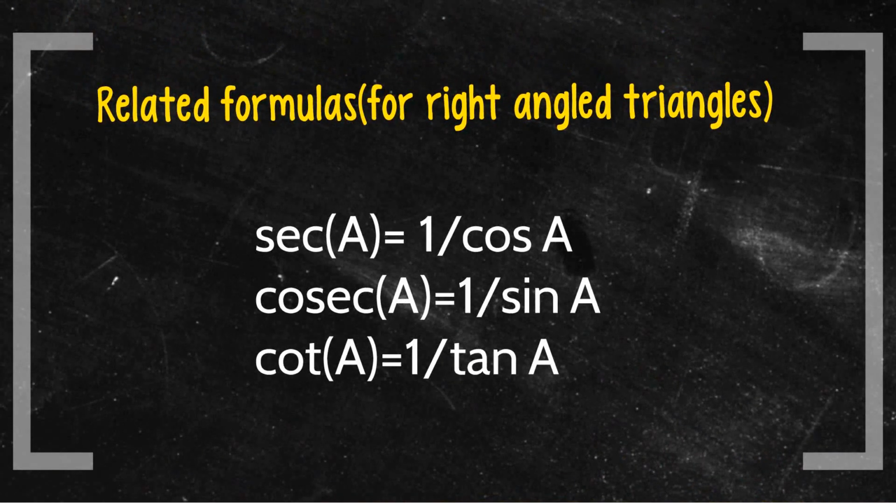And here we see more formulas for right-angled triangles. The secant of angle A would be equal to 1 divided by cosine A. The cosecant for angle A would be equal to 1 divided by sine A. And the cotangent of angle A would be equal to 1 divided by tangent A. Please note that although the notation used is 1 divided by either cosine, sine, or tangent, it doesn't mean that the secant or the cosecant or the cotangent is equal to cosine inverse, sine inverse, or tangent inverse of A.